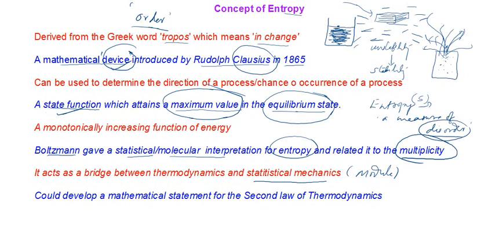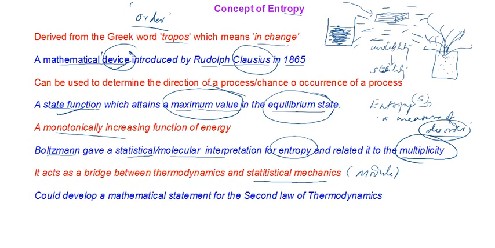So it's monotonically increasing. Monotonically means ever increasing, right? Monotonically increasing means it won't show a decrease. The slope will always be positive. Monotonically increasing function of energy. If the energy of the system increases, the entropy of the system also should increase. That is the meaning of monotonically increasing function of energy.